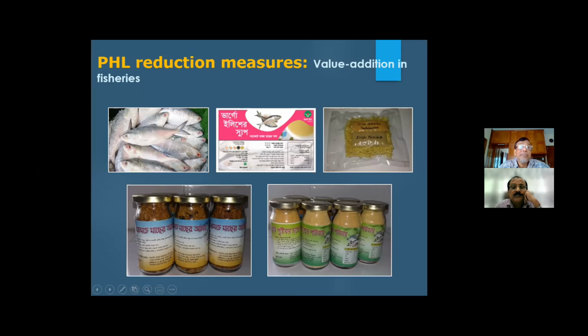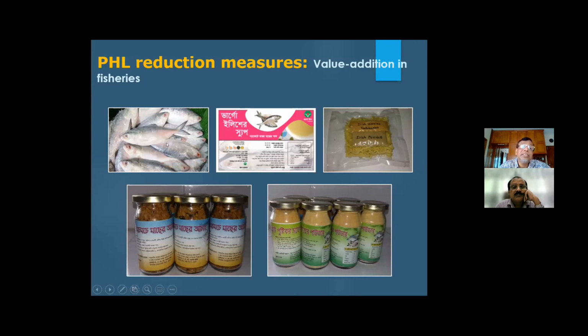So polyunsaturated fatty acid is very difficult to make stable at room temperature, because if you keep Hilsa at room temperature, then oxidation of lipid readily occurs, and it becomes rancid and deteriorated. So we need to stabilize Hilsa lipid, and we developed the technology.